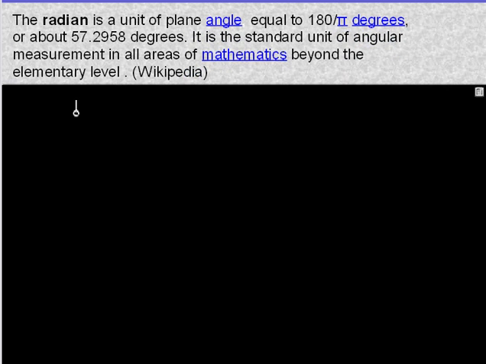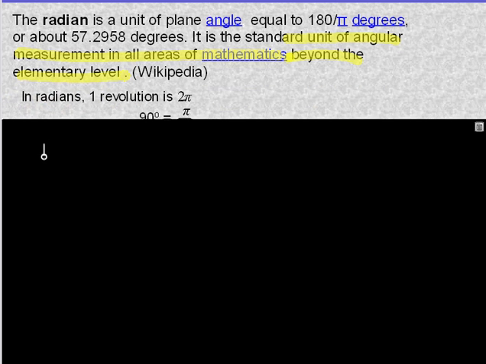Why? I got this definition from Wikipedia, which I show you, but it's still a pretty good one. A radian is a unit of a plane angle equal to 180 divided by pi degrees, or about 57.2958 degrees. Notice this: it is the standard unit of angular measurement in all areas of mathematics beyond the elementary level. So it must be good to know that you have actually arrived beyond the elementary level. Especially in pre-calc and calculus and other math classes you might take after this, angles are going to be in radians. And we're going to start today to learn about them.